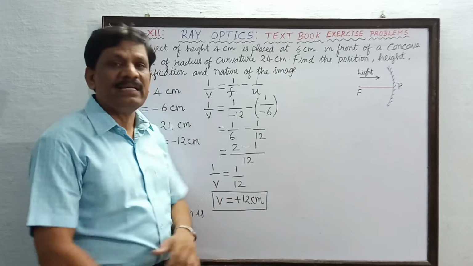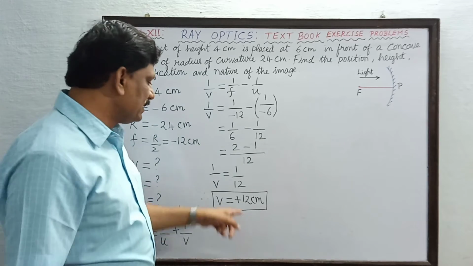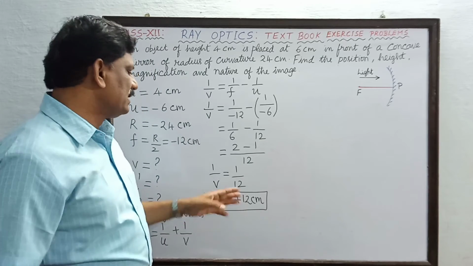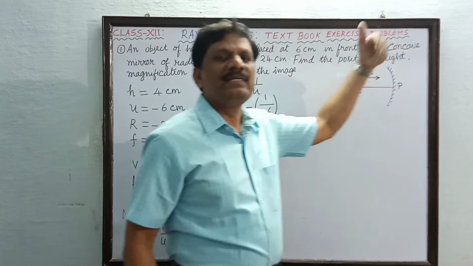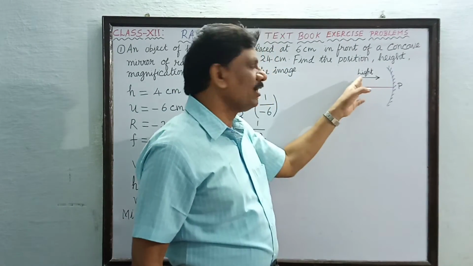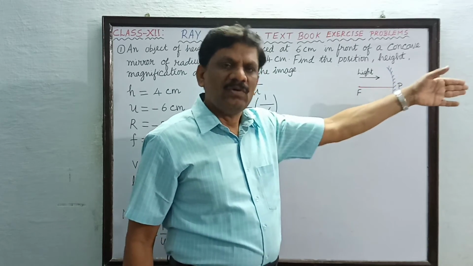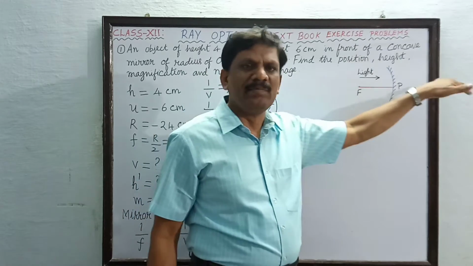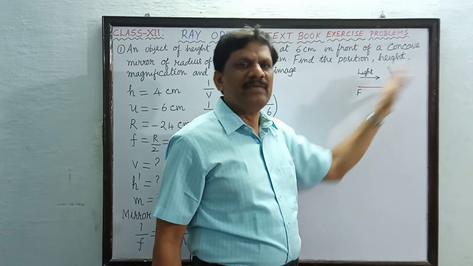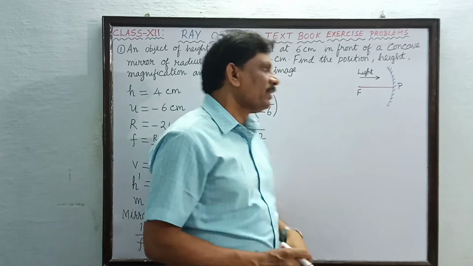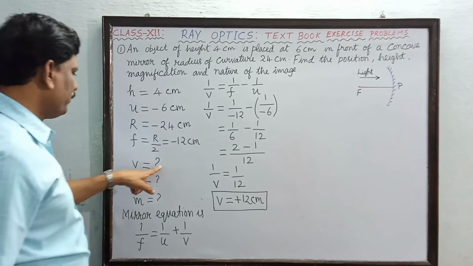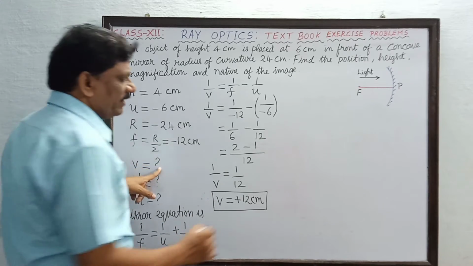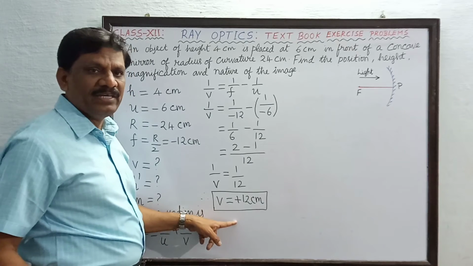This is by the sign convention. When will the distance be positive? When the distance is measured from the pole to the right side, on the other side of the mirror, that is along the direction of light. So the image is formed inside the mirror, is it not? So when the image is formed inside the mirror, the image distance will be positive. So first, we have found the position of the image. This is the position of the image.